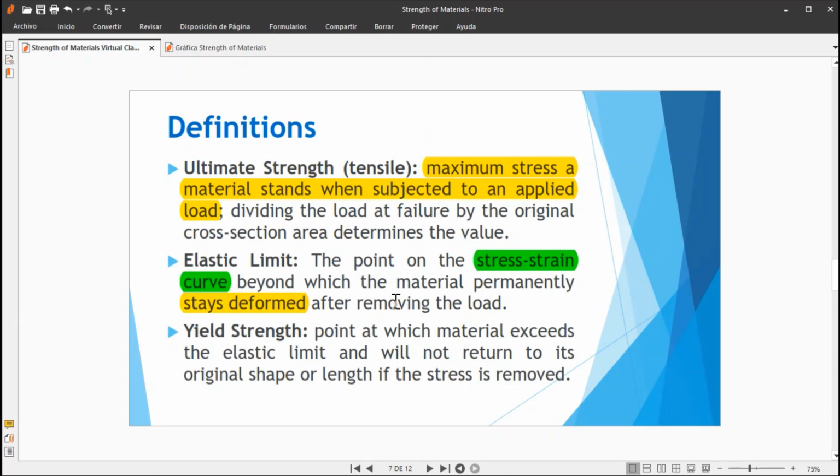Imagine a rubber band. If you overstretch a rubber band, it will eventually get overstressed and it will not return to its exactly original length, okay? Then we have the yield strength. Now, this is a very interesting word.